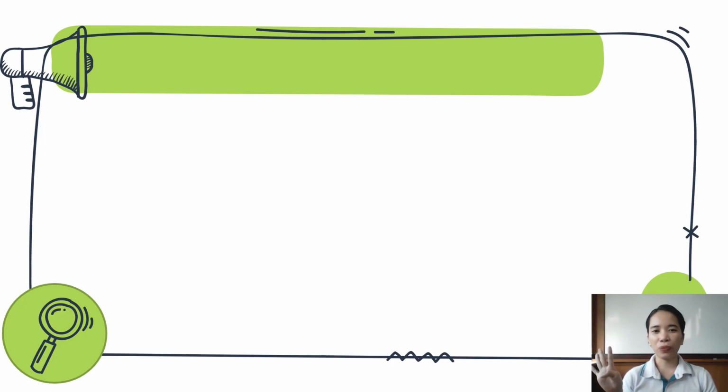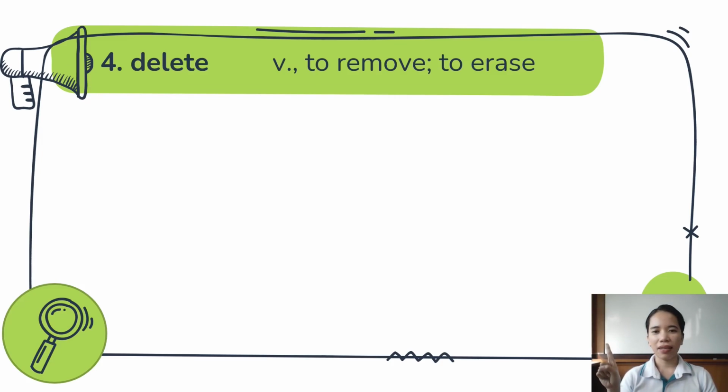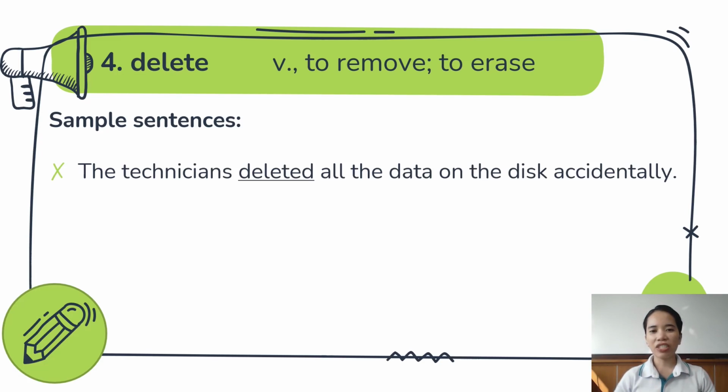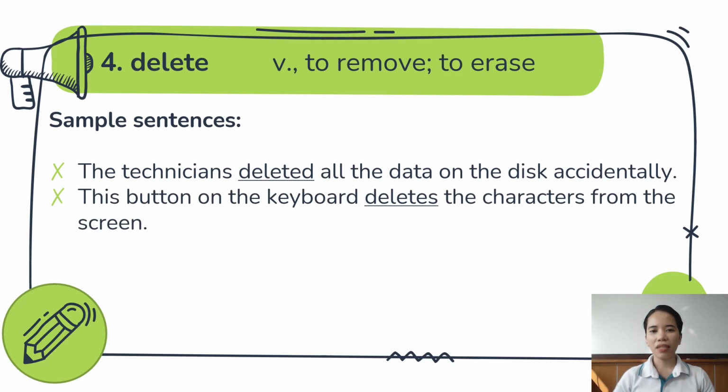Let's have the fourth word, delete. It is an action word or a verb meaning to remove or to erase. Like for example, the technicians deleted all the data on the disk accidentally. This button on the keyboard deletes the characters from the screen.